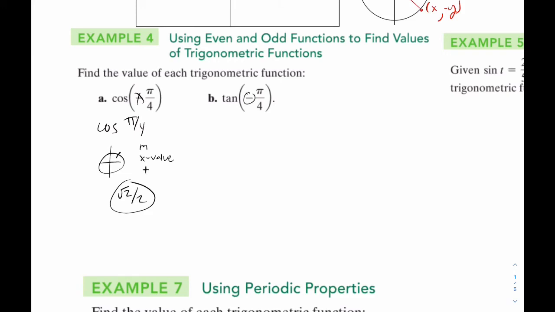Tan is odd, so we're going to take that thing out. That's negative tan pi over 4. Tan is right here. That's a medium value and it's positive, which means it's 1.